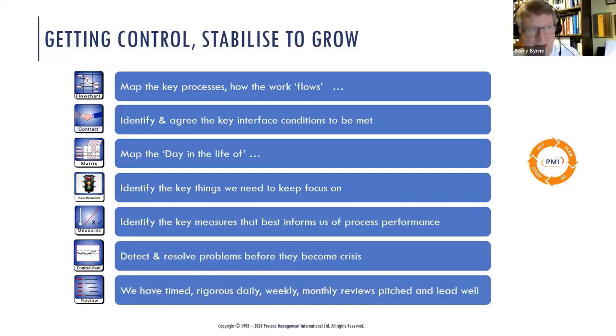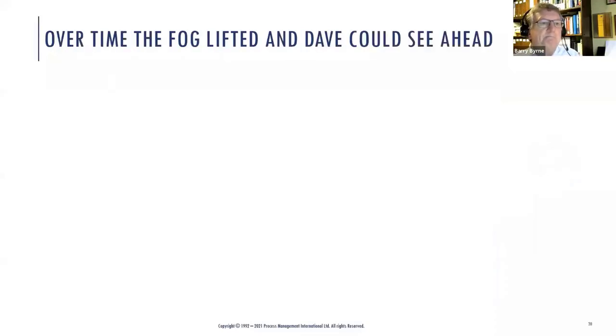And then finally, the glue that keeps this together was timed, rigorous daily, weekly, monthly reviews, pitched at the right level and led well. So again, metronomic, disciplined, rigorous. And the culture that sat behind this then was this constancy of purpose. Dave had stepped across the line. He recognized that this is the right thing to do, and therefore he continued to do that. So there was a great consistency. It's not to say he wasn't surprised occasionally, nor was he disappointed, but fundamentally he was getting control, and he was now able to direct and dictate.